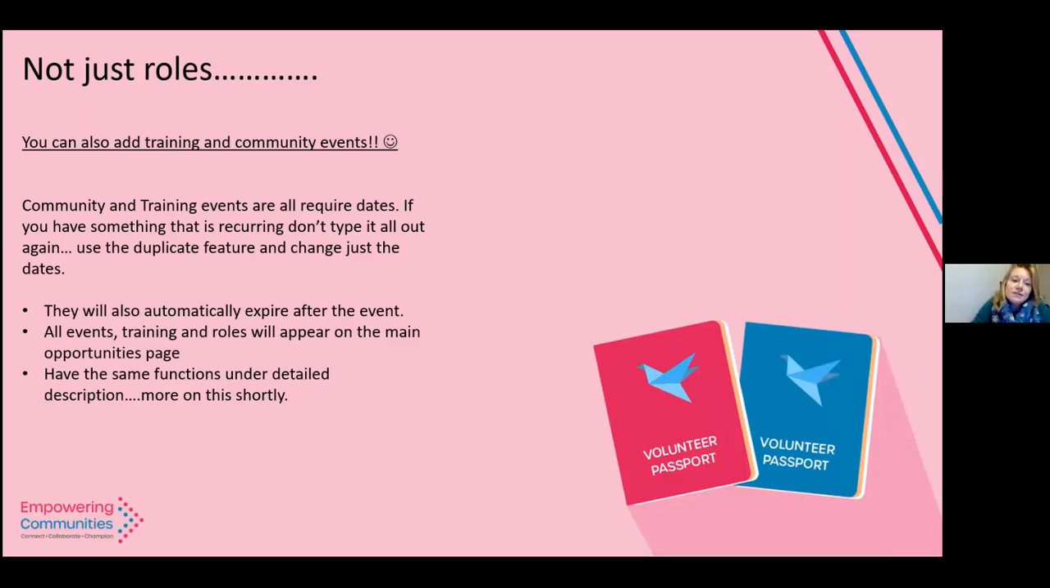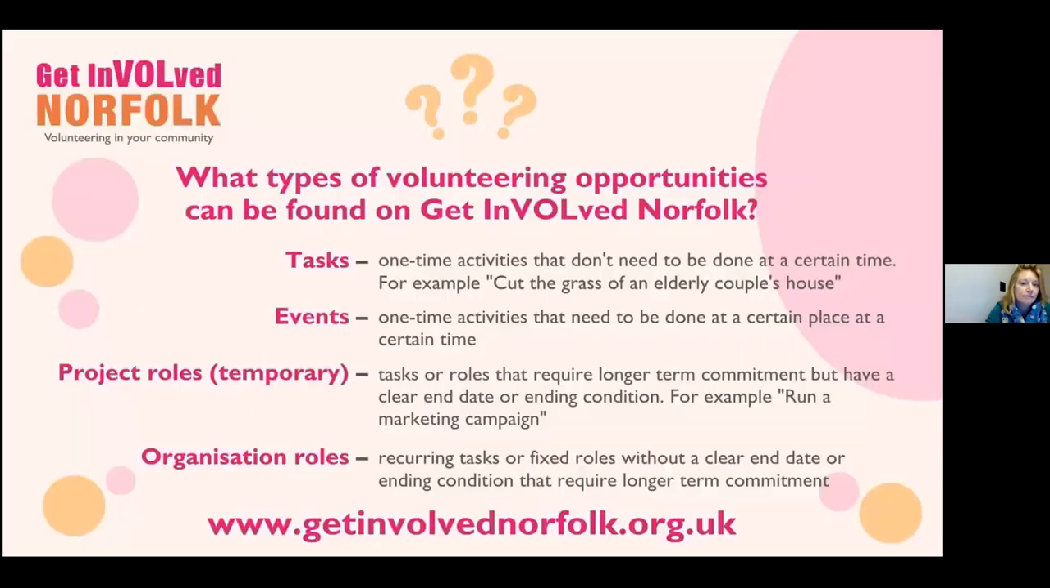Community and training events are slightly different to volunteering roles. They all require specific dates. They will automatically expire after the event, so you don't have to worry about doing all of that. And all the training events will come automatically on the main volunteering opportunities page. They don't appear anywhere differently, so they'll all still come under the same thing. They have the same main functions, but the detailed descriptions are slightly different, so we'll go over that when we have a look at them.